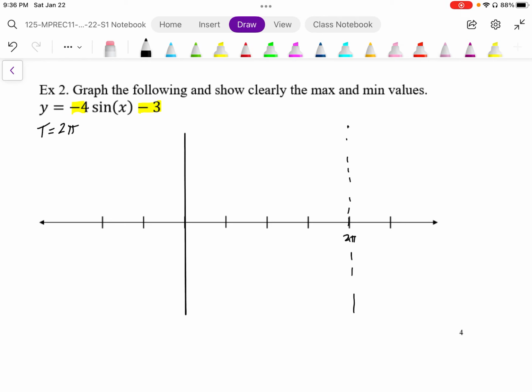I'm also going to then draw in my middle to get my quadrants. That's going to be at pi. I find halfway between the end and start, and then my quadrants are just going to be my normal quadrants that I have here. So pi over 2 and 3 pi over 2.